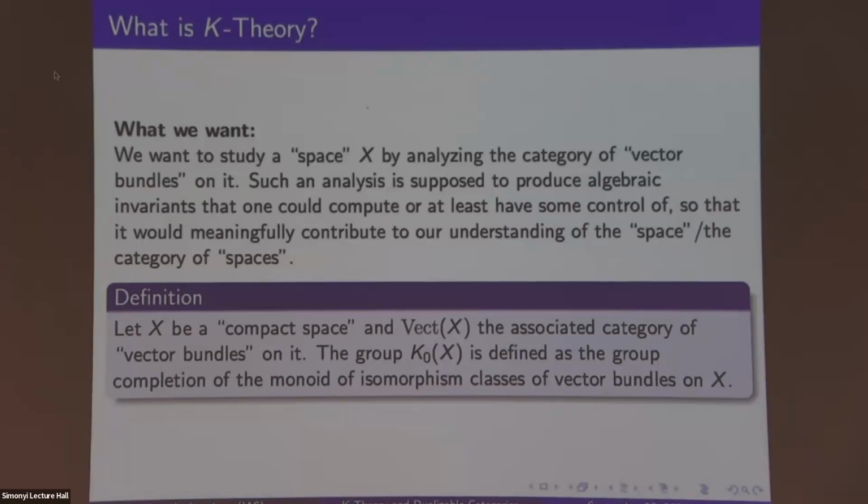Let X be a compact space, and let's denote by Vect(X) the associated category of vector bundles on it. Now I define the group K0 of X as the group completion of the monoid of isomorphism classes of vector bundles on X. Maybe I need to say what I mean by this group completion procedure. It's basically the same thing you do to the set of natural numbers to get Z. You have a monoid, you can add things, but it's not a group, so you formally add formal inverses.